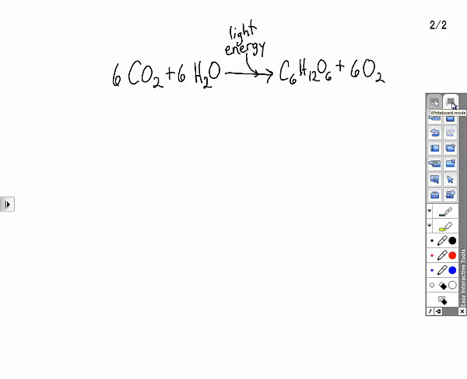I'm going to explain how photosynthesis works for plants to create their own food. Okay, this is the overall equation that shows photosynthesis. Take 6 carbon dioxide molecules, 6 water molecules, using the energy from sunlight. Plants create glucose, sugar, and then 6 oxygen molecules.